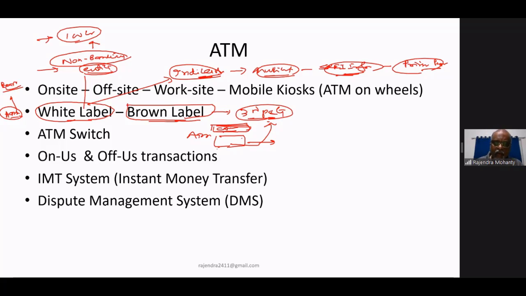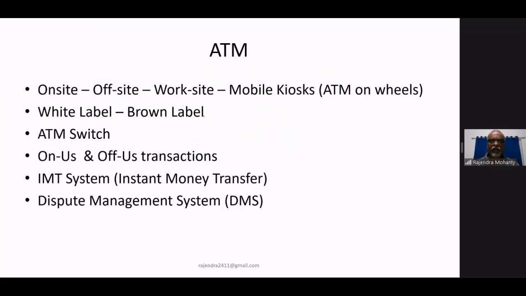But when it is only owned by the Canara Bank, but all other things are done by a third party, that is called brown label. So that is the difference between white label and brown label. And these ATMs operate on a system which is called ATM switch. This ATM switch is the backbone of ATM services operating in the country. The entire ATM network operates under this ATM switch.